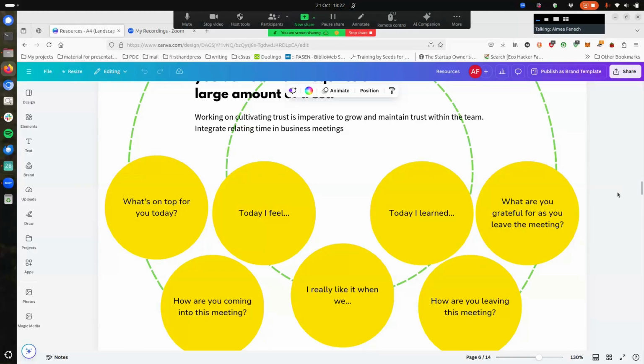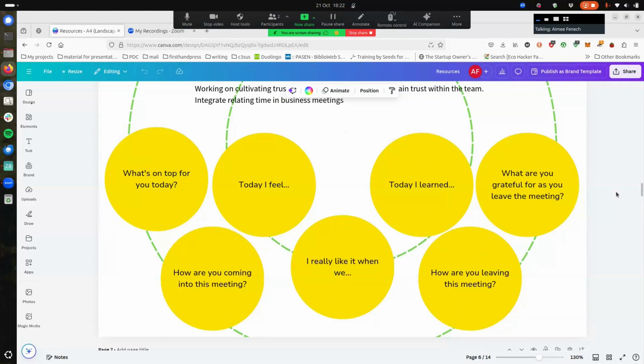Something interesting as well here is not only starting the meeting like this, but also ending it. So, focusing on lessons learned. What are you grateful for as you're leaving the meeting? How are you leaving the meeting? And expressions of gratitude or things that we like, positive affirmations.